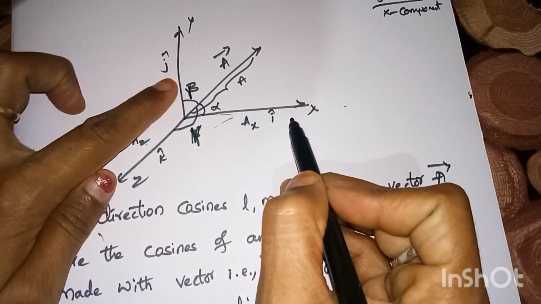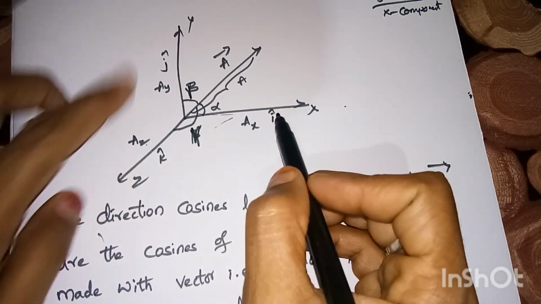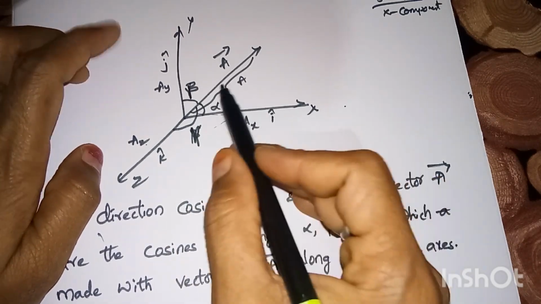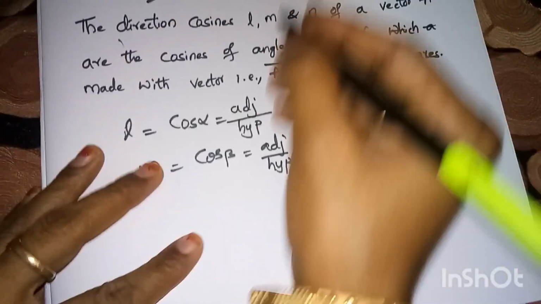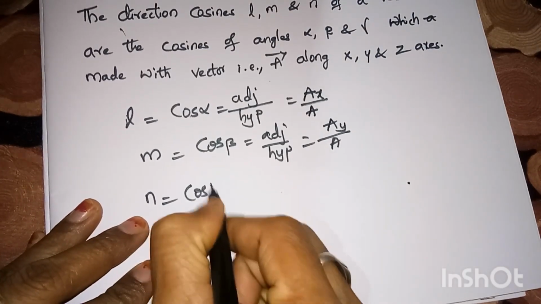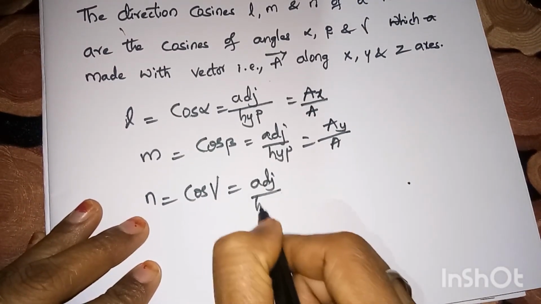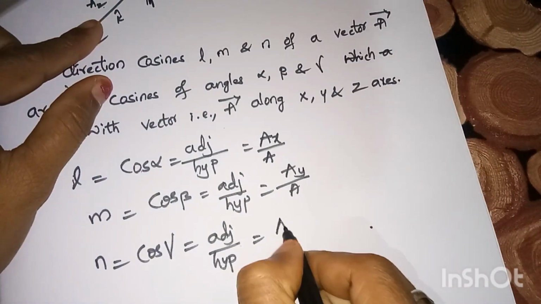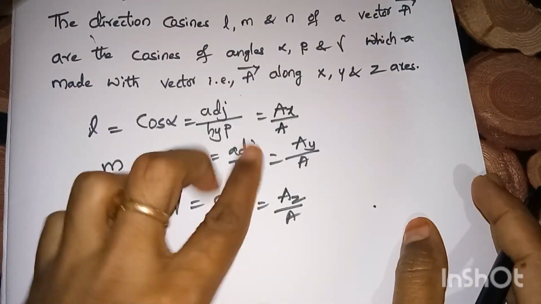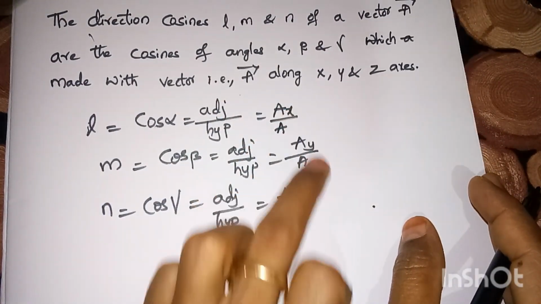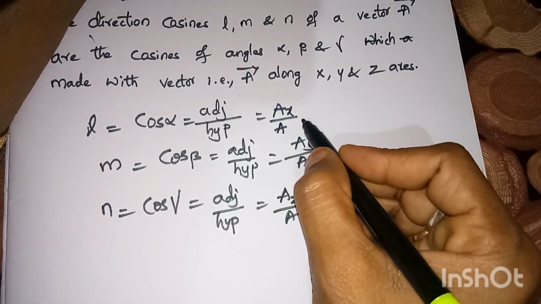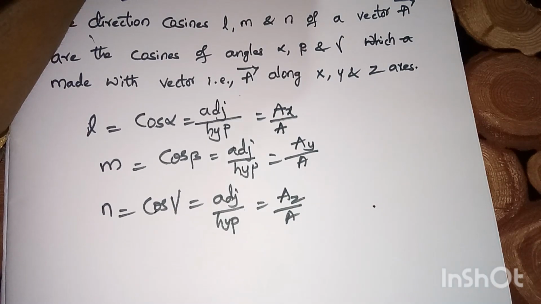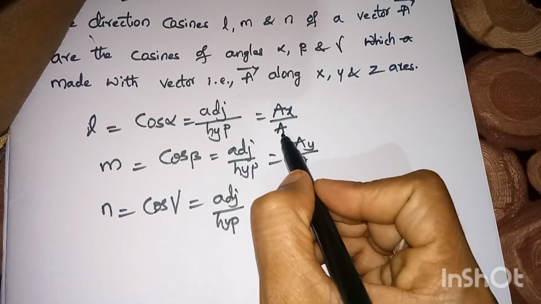Here Ax, Ay, Az are the magnitudes along the x, y, z axes, that is the components of the vector A bar. And N equals cos gamma, that is adjacent by hypotenuse, which is Az by A. So these are the direction cosines along the x, y, z axes. Cos alpha equals Ax by A, cos beta equals Ay by A, and cos gamma equals Az by A. What is A here? The magnitude of the vector.